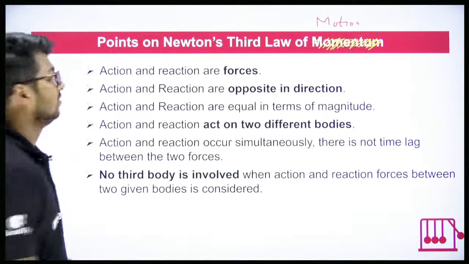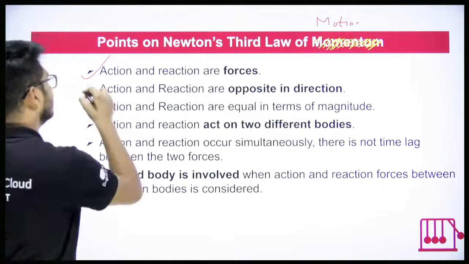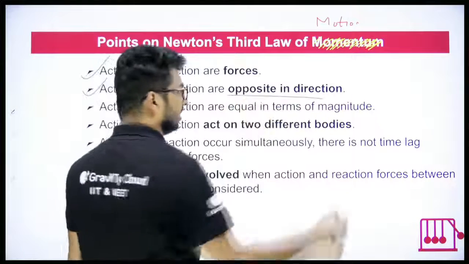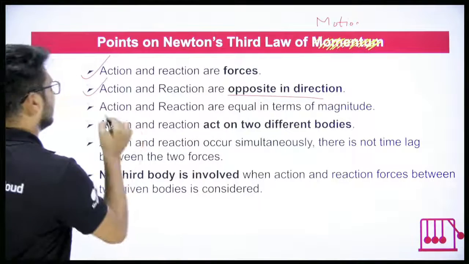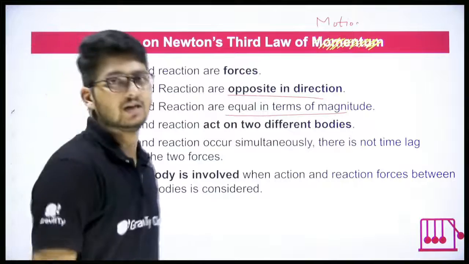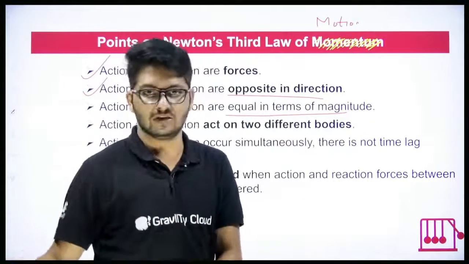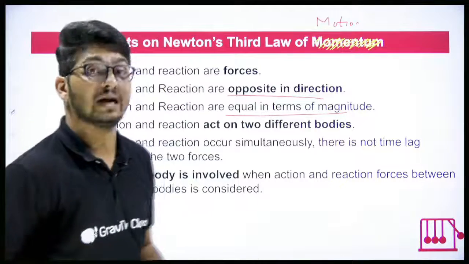The first point, action and reaction are forces, discussed. Second point, are opposite in direction, discussed. Third point, are equal in terms of magnitude. If one is 5 Newton, the other will be 5 Newton. If one is 1000 Newton, the other will be 1000 Newton. They are equal in magnitude.